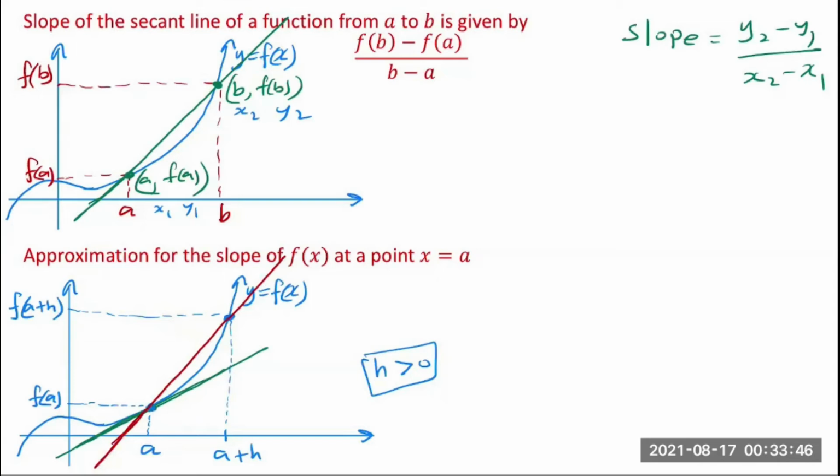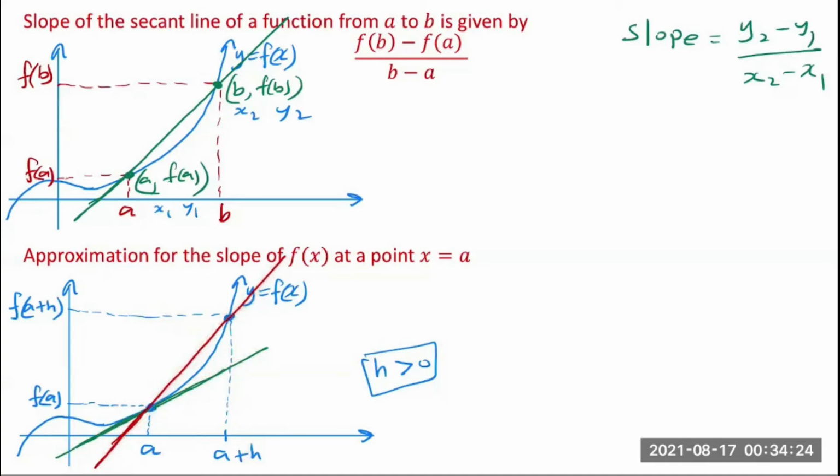Okay, in red is the secant line from A to A plus H. Now I'm claiming that I can approximate the slope of this green line by the slope of this secant line. Would you agree with me? This would be a good time to pause your video and check if this is true. Well, what happens here is that if you choose your H to be small, then of course we can approximate the slope of this green line by the slope of this secant line.